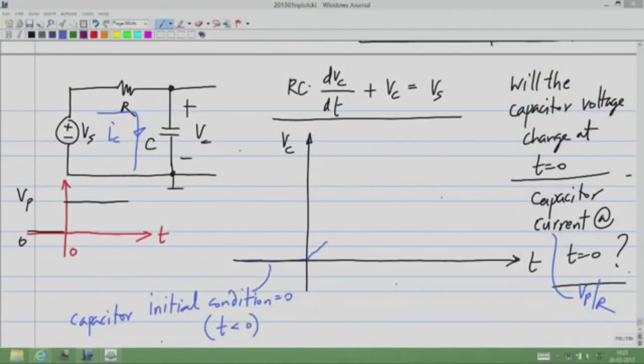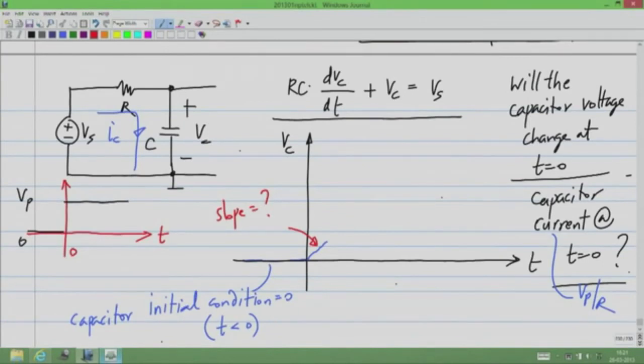Now, what is the slope of this increase going to be? What will be the slope? Please try to find out, because we know the current through the capacitor, so we should know the slope of the voltage across the capacitor. Because the capacitor current is nothing but C times dVc by dt. So the current through the capacitor is basically related to the slope of the voltage across the capacitor. Okay, so what is the slope of the capacitor voltage versus time?